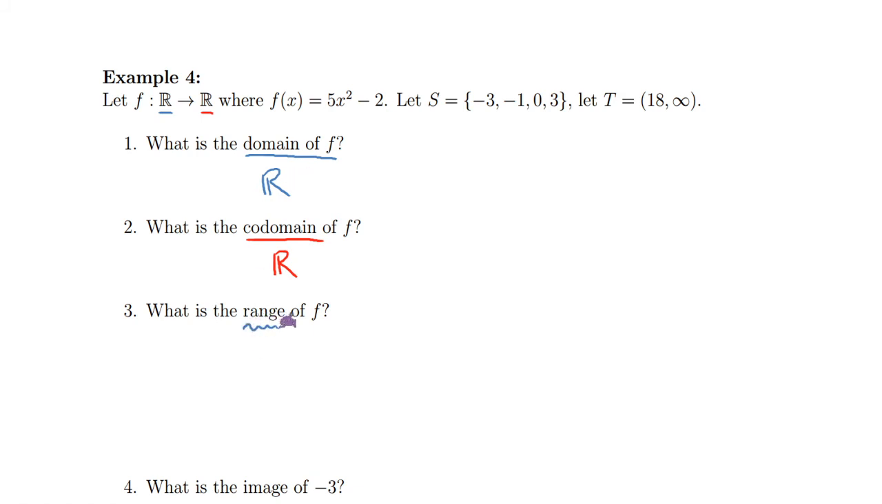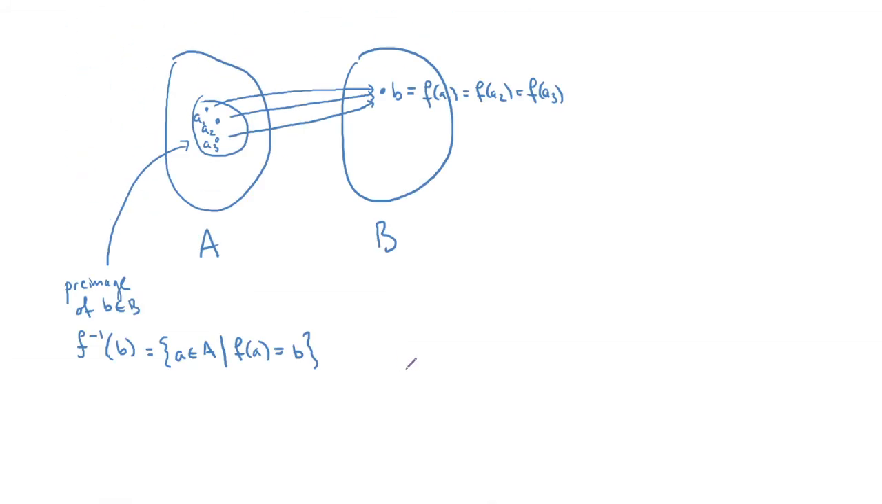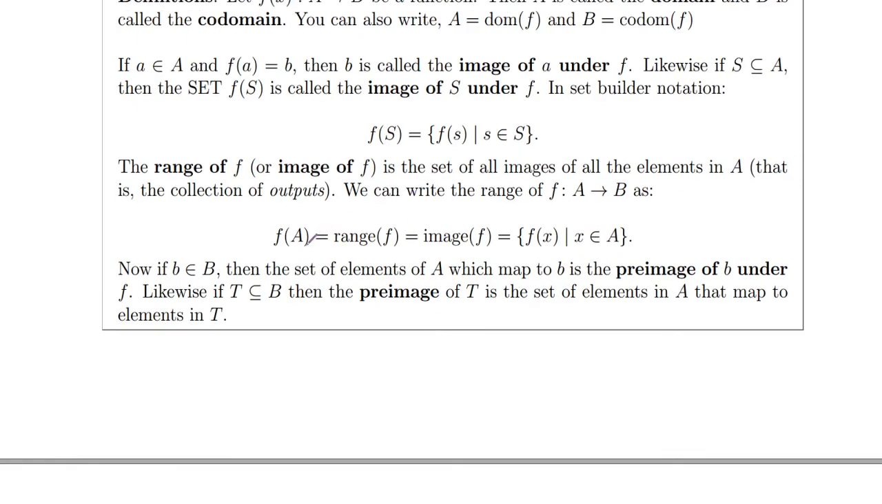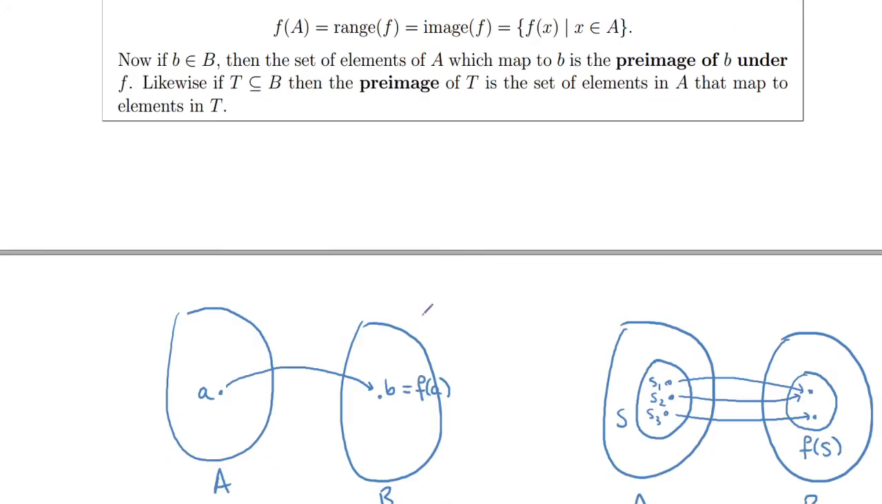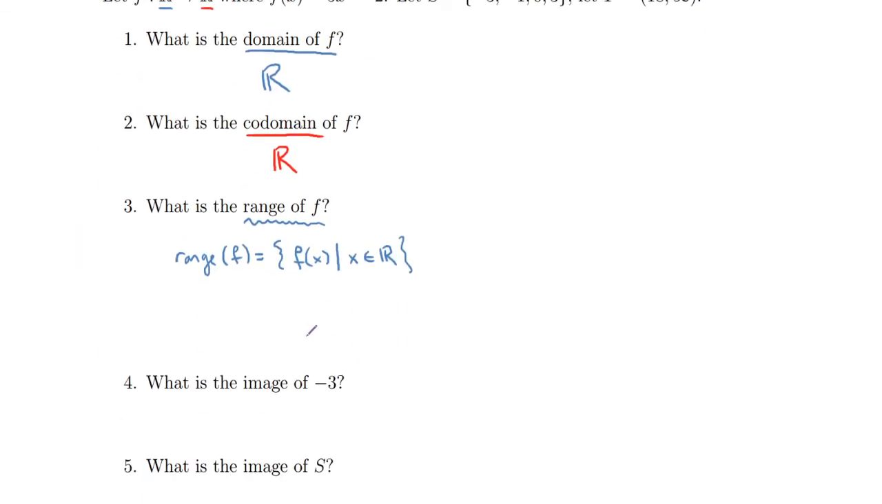Remember that the range of f is the collection of outputs. What will this look like? By definition, this will be f of x such that x is an element of the domain. Going back up to the set builder notation we had for the range, we said that the range was the collection of outputs. You could write it in set builder notation this way, and we can simplify it using our set builder notation, and it looks like this.